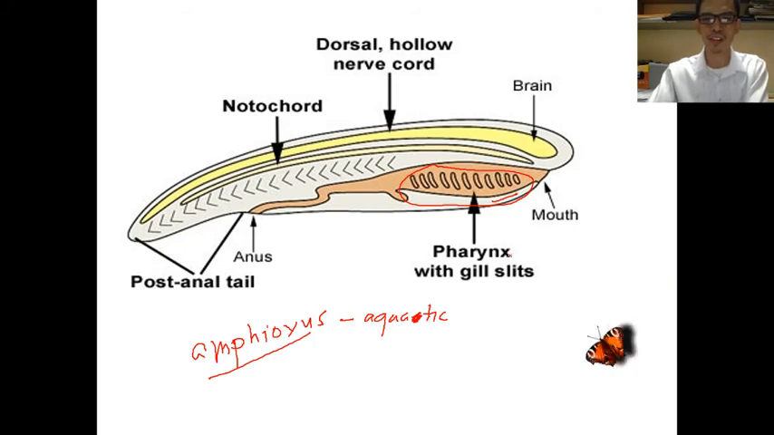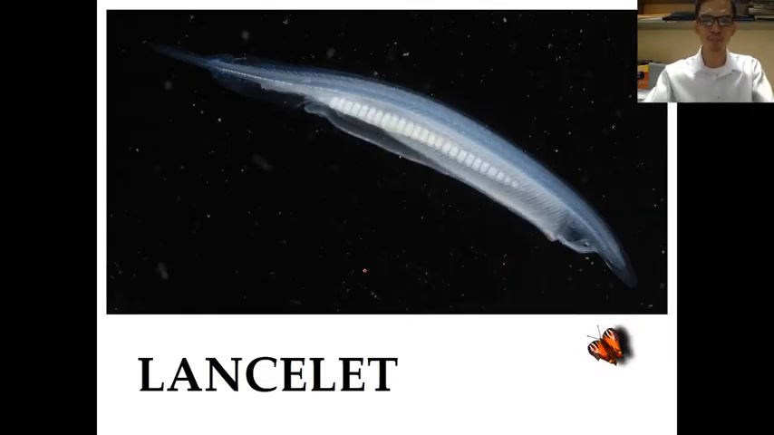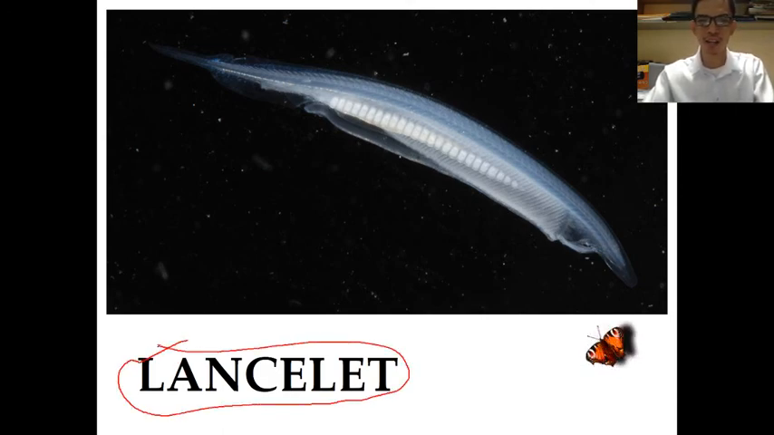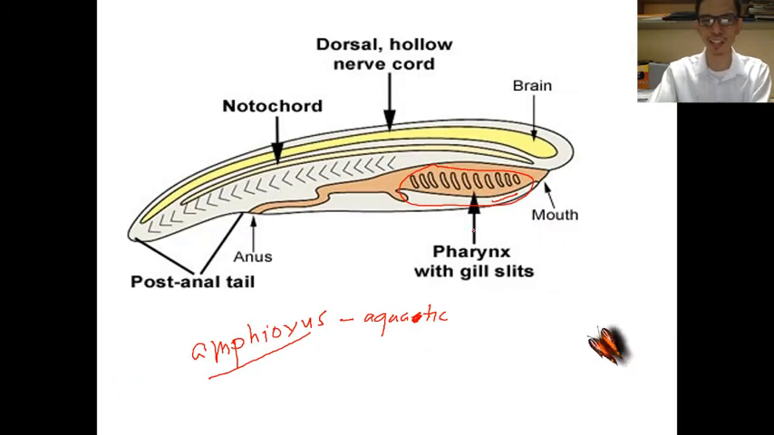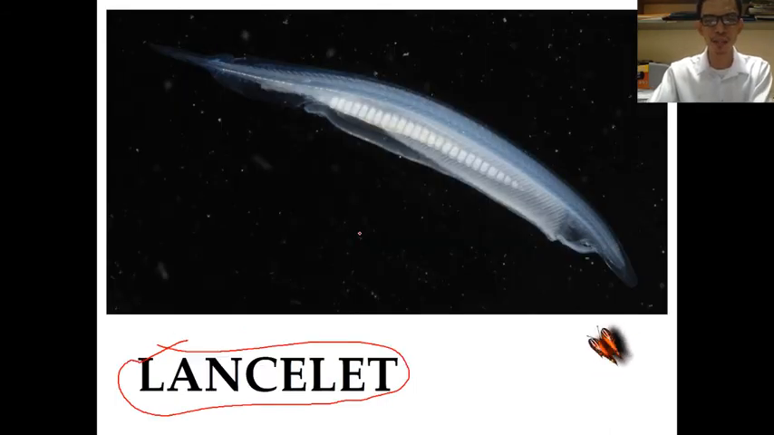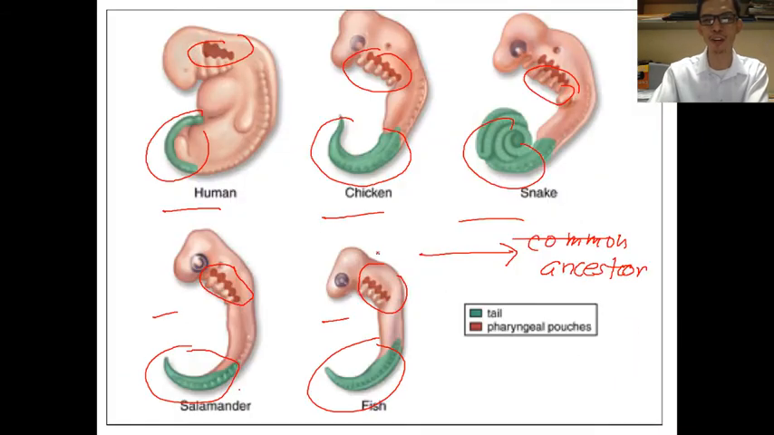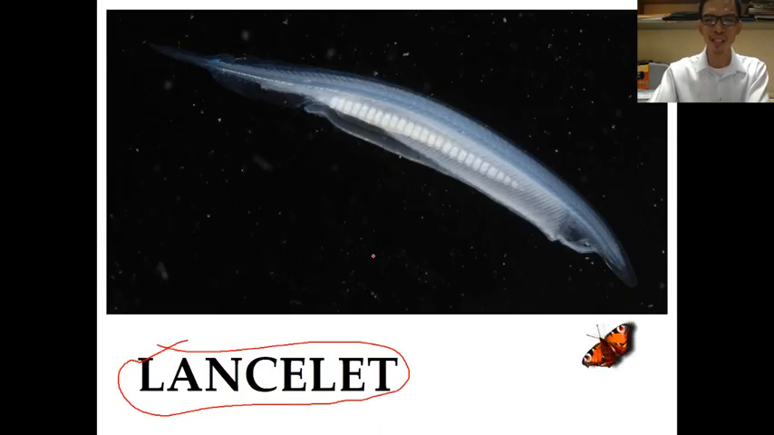Alright, so the amphioxus or the lancelet. As you can see, it looks different, but the presence of the pharyngeal gill slits and the post-anal tail that we have right here gives us an idea that probably those 5 organisms that we have earlier, this is their ancestor.